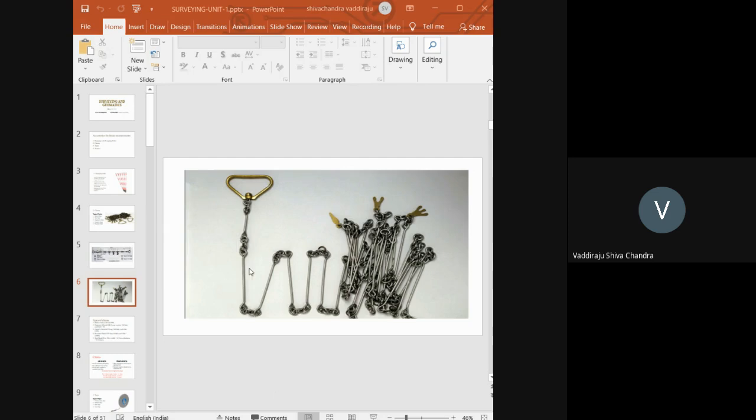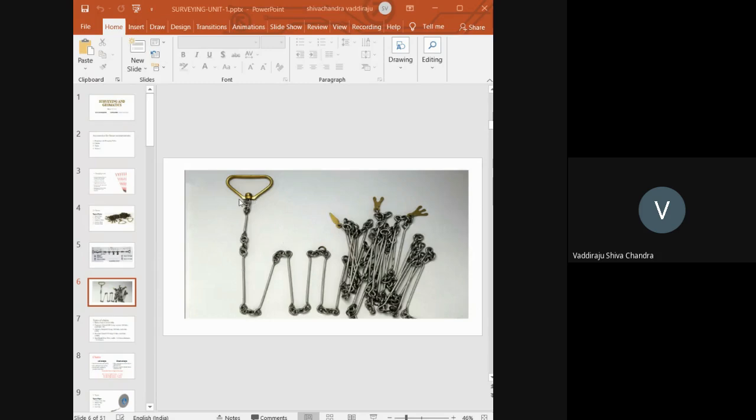And here you can see this one, which is called a link. You have two rings, two bends at the ends of the link, and each link is 20 centimeters or 0.2 meters in length. So the least count of a metric chain is 20 centimeters. Each link, the measurement from the center of this bend to the center of this bend, is 20 centimeters or 0.2 meters.